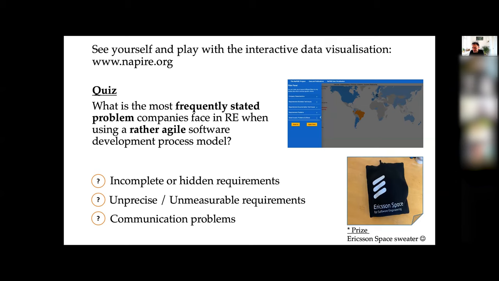I think it's incomplete or hidden requirements. You think or you know? Have you seen that? Yeah, my answer is incomplete or hidden requirements. Reveal it. It is incomplete, unmeasurable requirements.